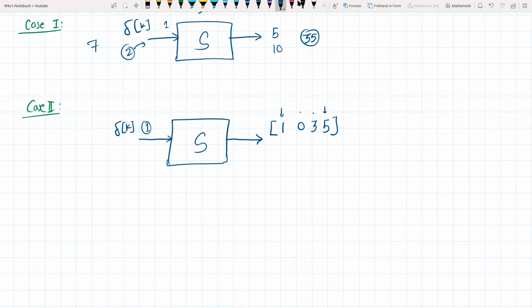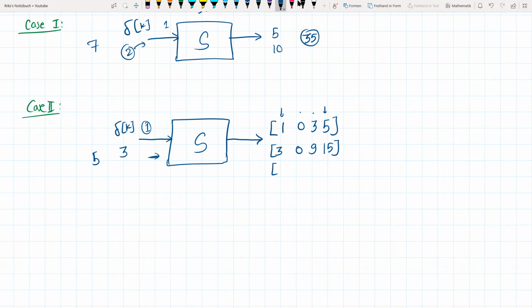So let's see what will happen. If you give your signal as 3, the system will say you are multiplying it with 3. It will give you 3, 0, 3 times 3 would be 9, and 3 times 5 would be 15. Simple, right? Same way, if you give 5, your system will say, okay, that's easy.